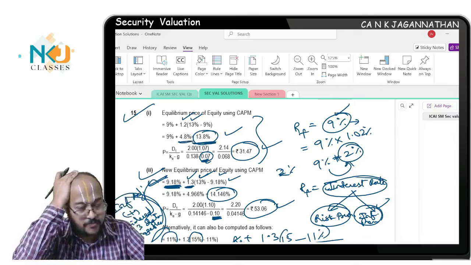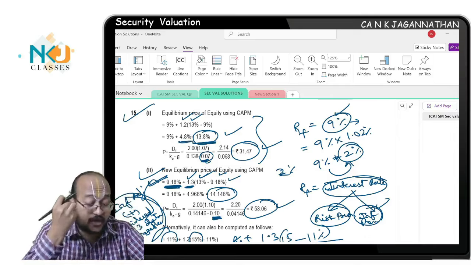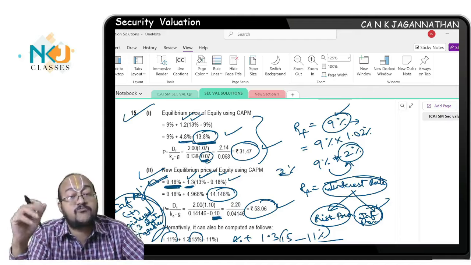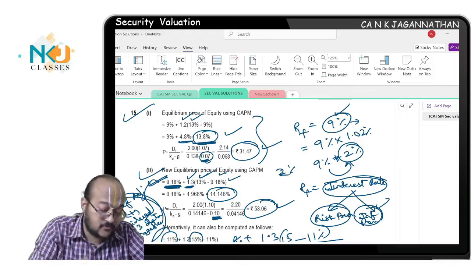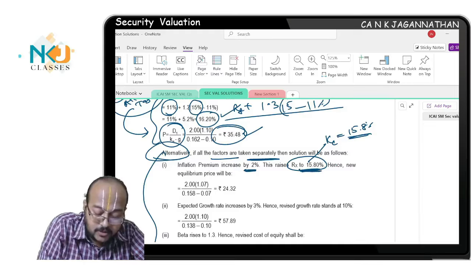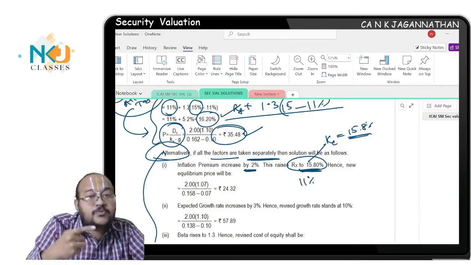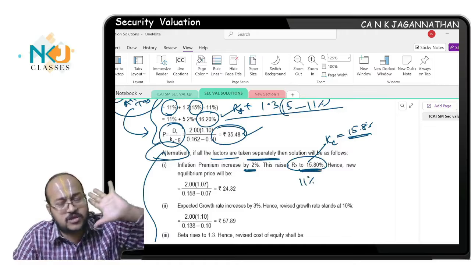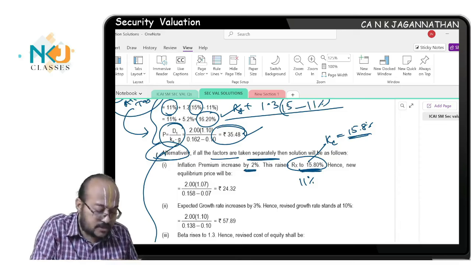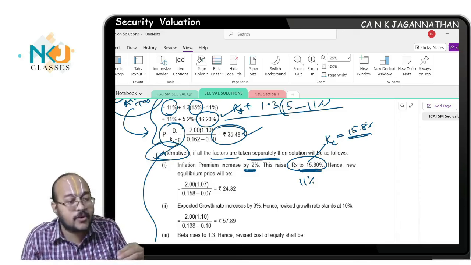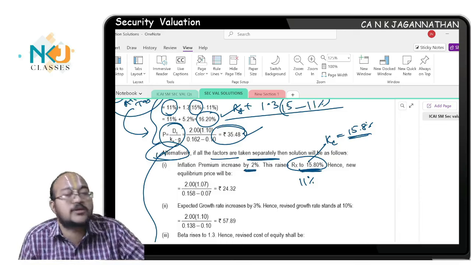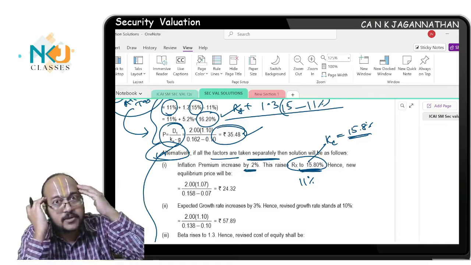Every permutation and combination they have given, so that if this question is asked, most probably marks will not be lost even if you unknowingly commit the mistake. Why? Because in this method they have found out the new KE is 15.8. How they have found out? 11%, 9 plus 2%, inflation directly added. This was the earlier solution. I think the question is ambiguous. So you should alter the question instead of altering the solution.